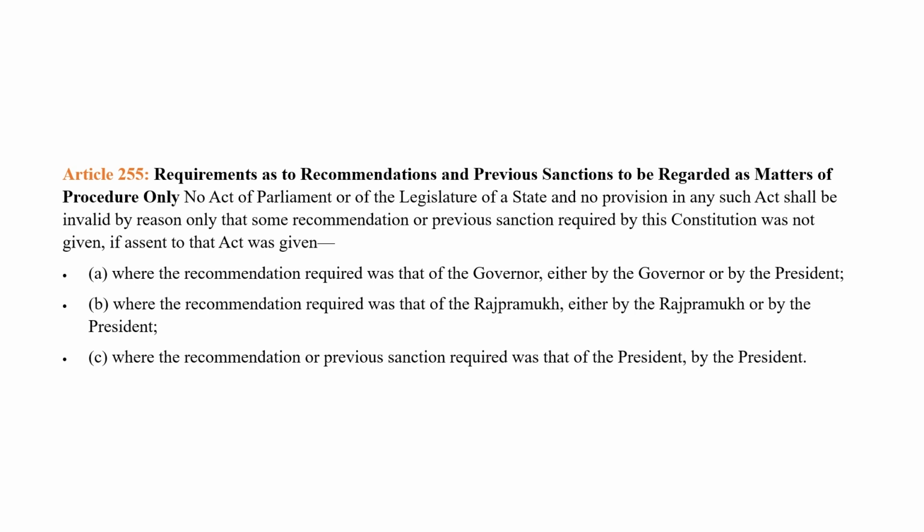Article 255 explains that requirements as to recommendations and previous sanctions are to be regarded as matters of procedure only. This means that if a previous sanction required by the Constitution was not given for an act or law, but assent was given, it is still valid. Whether the recommendation required was that of the Governor, or the Rajpramukh, or the President, and whether the previous sanction was that of the President, the matter is one of procedure only.